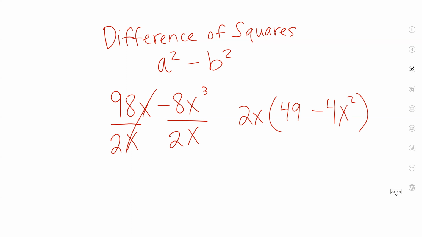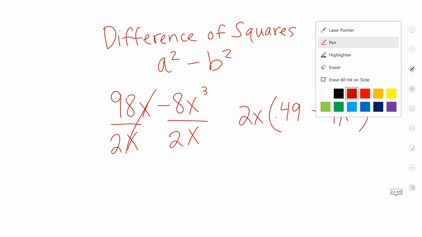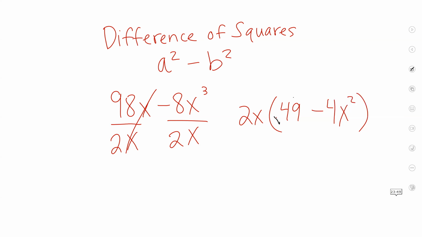Okay, so this is how we're going to factor this. Guys, you can easily take the square root of this. Let me do this in a different color. You can easily do the square root of this and the square root of this, okay? So when we do that, what's the square root of 49? And what's the square root of this? 2x. Okay, so we're going to do this one, and we're going to do a positive one.